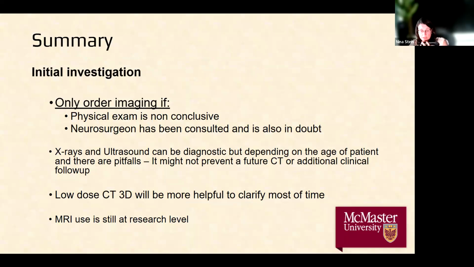So in summary, ideally we should just order imaging after the physical exam was performed, ideally by someone experienced, ideally a neurosurgeon, and yet it was non-conclusive. And so the neurosurgeon will decide what is needed. Most of the time, what is ordered for us to do is low dose CT, because that will give them what they need in terms of the head shape, the orbits, and also for surgical planning, how they are going to approach the case.